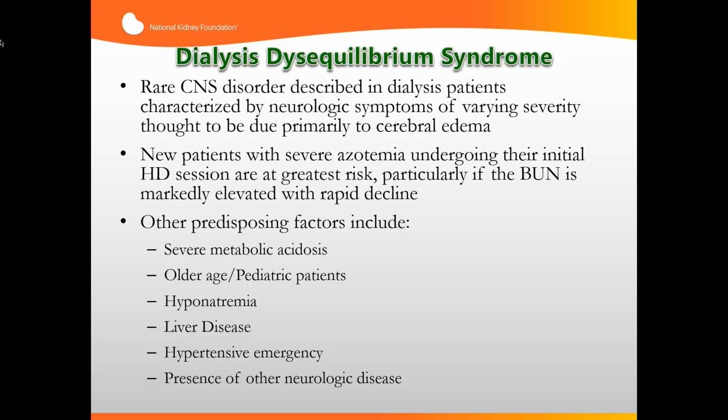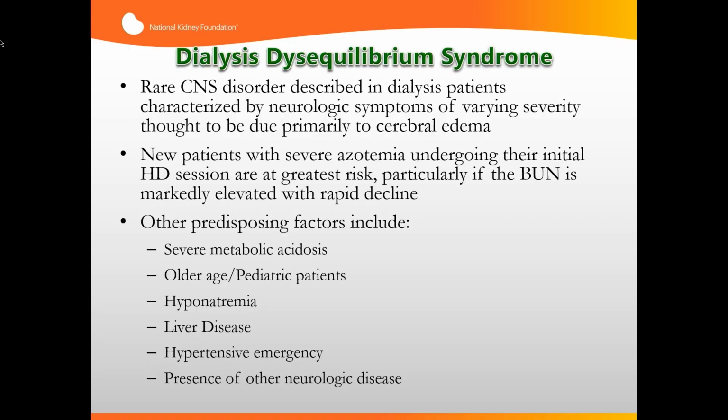So typically patients who are affected are new dialysis patients with very severe azotemia, so very high urea nitrogen, or patients who have skipped dialysis sessions, like multiple, 3, 4, as in our patient, who have a very high urea nitrogen, and then you dialyze them and bring that urea nitrogen down very rapidly.